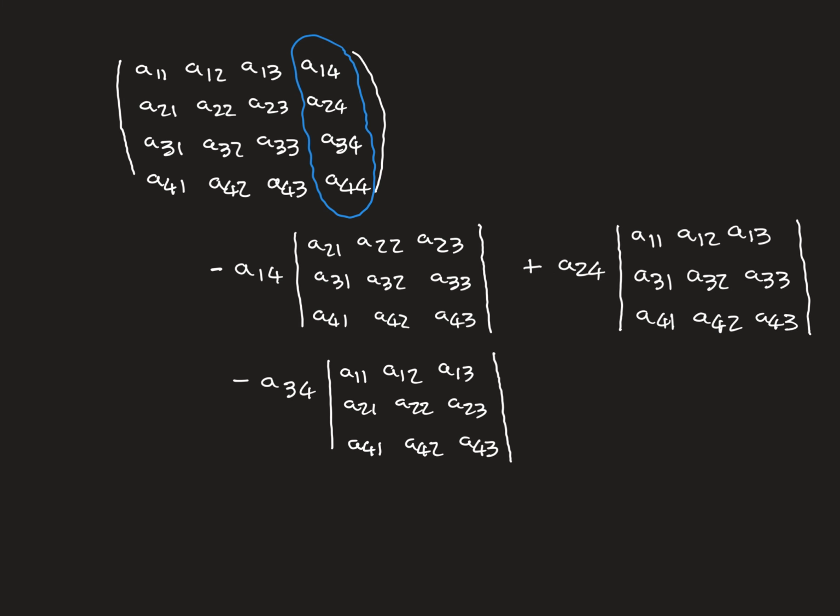And then finally, we'll then have plus A44 times the determinant of the 3 by 3 matrix A11, A12, A13, A21, A22, A23, A31, A32, A33. So I hope you understand why this is going to give us all possible products that we need to include in the determinant for this 4 by 4 matrix.